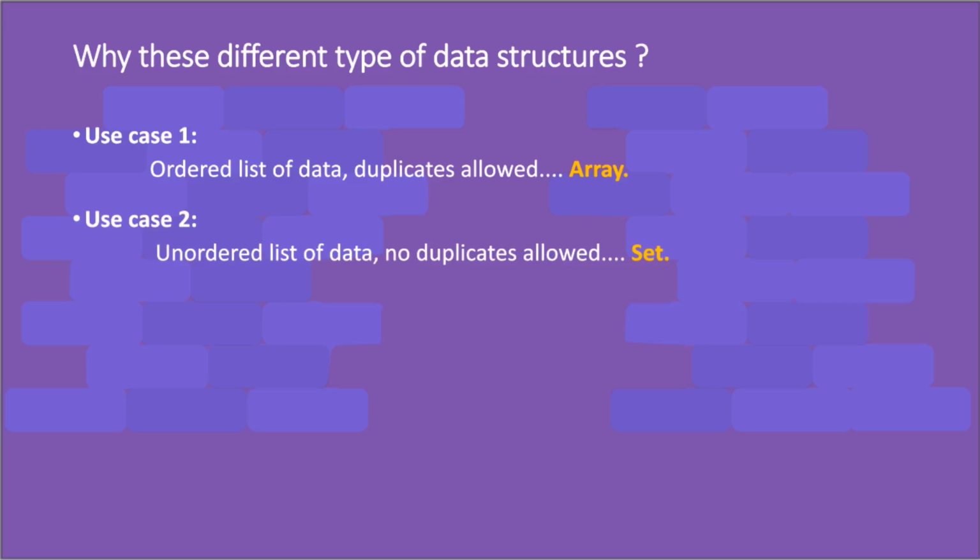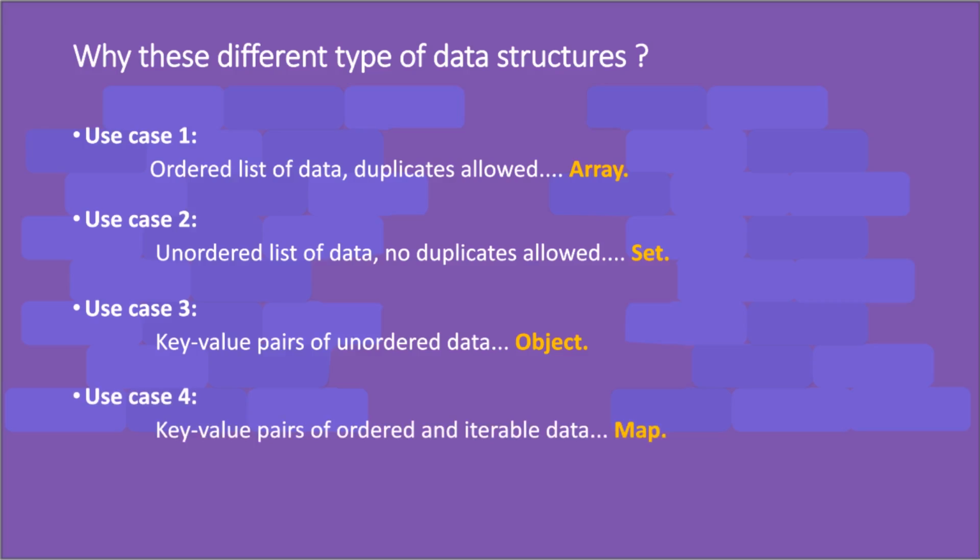Number 2, if the order does not matter and you don't want duplicates, a set may be the right choice. Number 3, sometimes you need key value pairs and you don't care about data order. For that in JavaScript of course you have object. Finally, you have map, if your data is in key value pairs format and you want this data to be ordered or iterable. Now, let's move to play with each of these cases, and we are going to start with array in the next video.